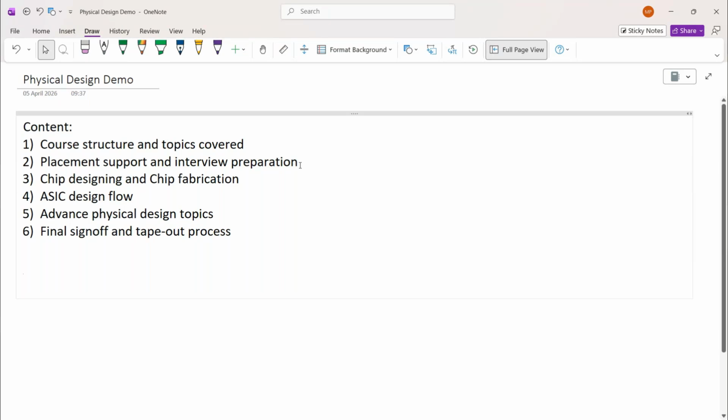So now first let me tell you how the course structure is, right? What all topics we will be covering here. Your training is divided into two phases, right? Roughly the training is of 6 months, right? The first 2 months are dedicated to all the basics, right? In basics, we are going to cover digital.